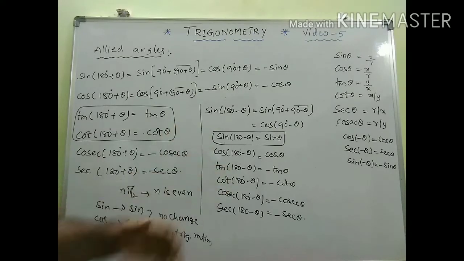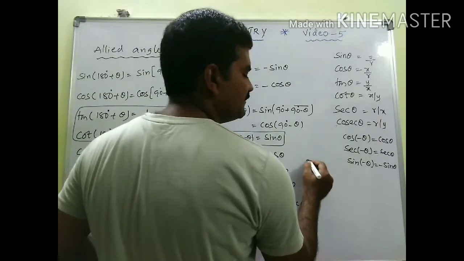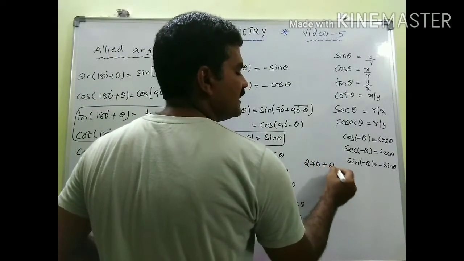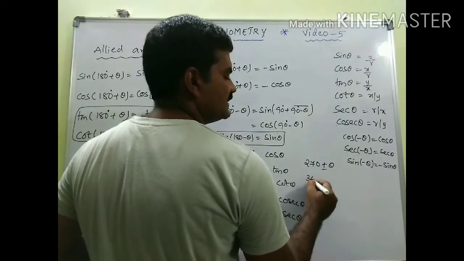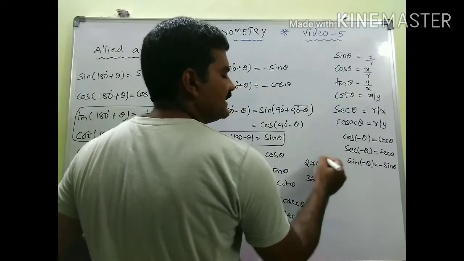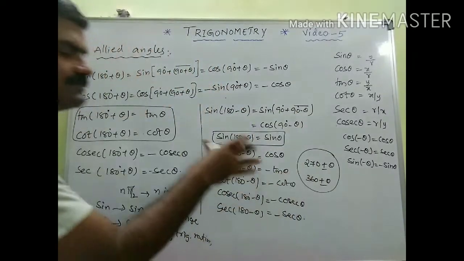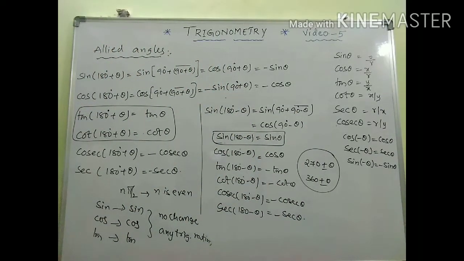You can also find out after 180 plus 90, if you add, 270 plus theta and minus theta. Similarly, 360 plus theta and minus theta. There are the formulas for 270 plus or minus theta and 360 plus or minus theta.